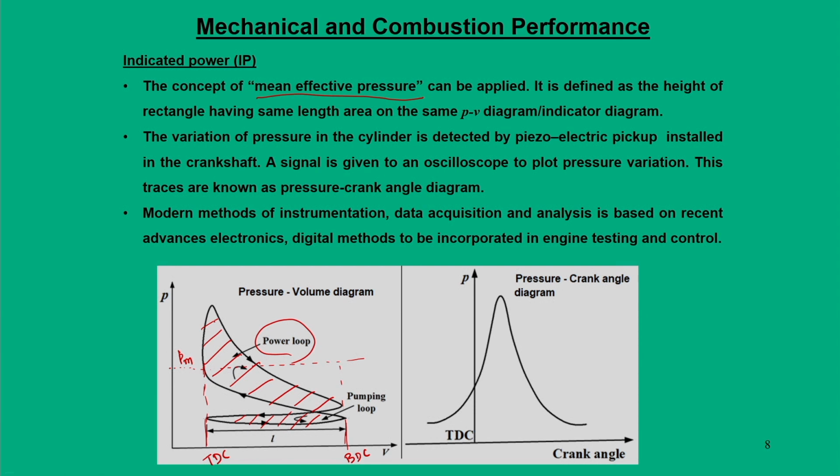So, the net area which can be drawn with this mean effective pressure line, and this happens to be a rectangle, then that particular pressure is known as mean effective pressure. So, actually the engine does not have a mean effective pressure, but we can represent them in our mathematical estimates.